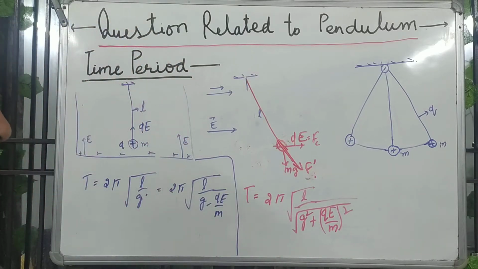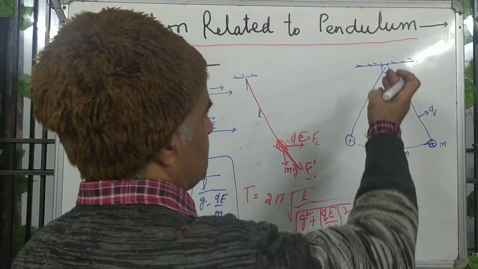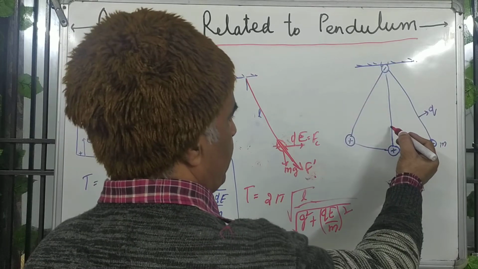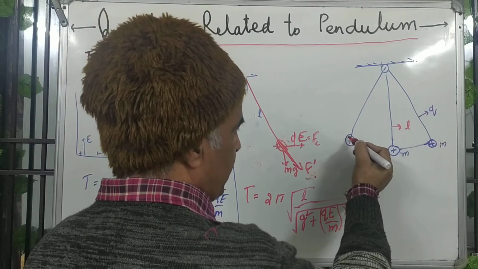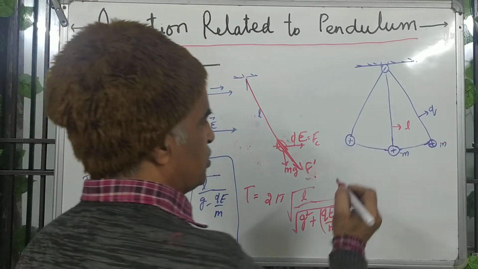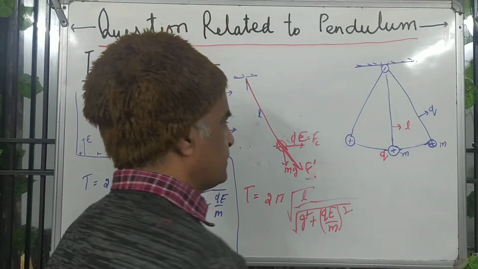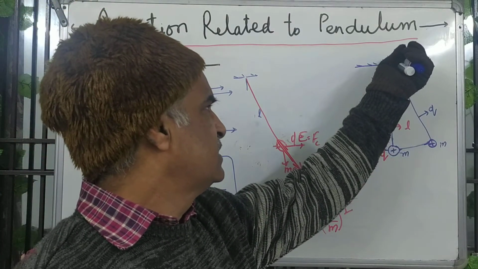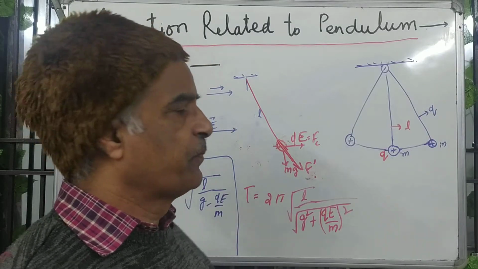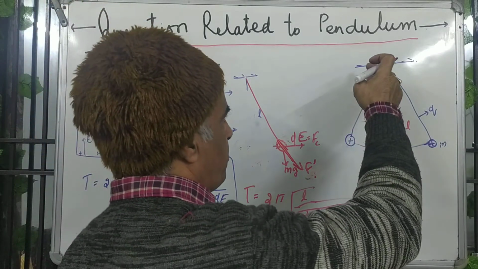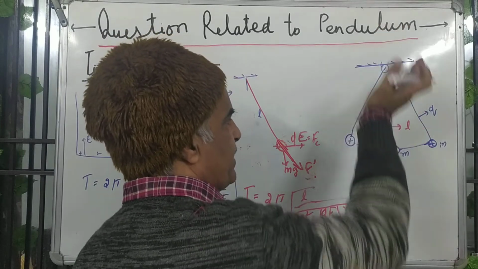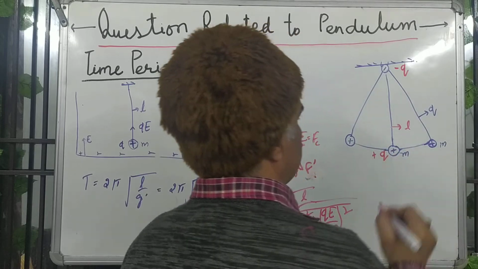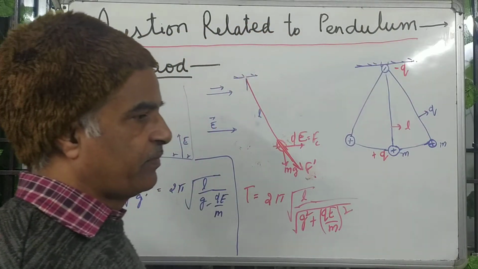So this is the case. This is negative, this is positive. The length of the pendulum is L and the pendulum has charge Q. Means on the bob there is charge Q, and at the suspension point there is negative charge. Due to plus and minus, the force will be on this side, along this.